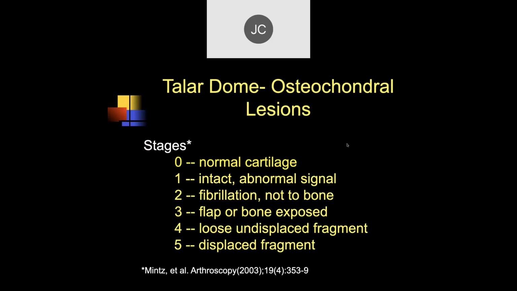This is a Mintz classification, which is an arthroscopic classification. We have talar dome injuries at 0 where the overlying cartilage all looks normal. Stage 1, you have intact articular cartilage, but it's ballotable, and on an MR examination, the signal may be abnormal with edema within the articular cartilage. Stage 2, you get fibrillation arthroscopically, but you can't see the bone. 3, you actually can see the bone, which becomes exposed. 4, you have a loose, undisplaced underlying bone fragment. And 5, you have a displaced bone fragment.